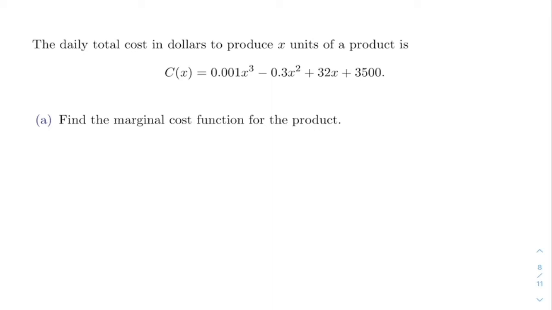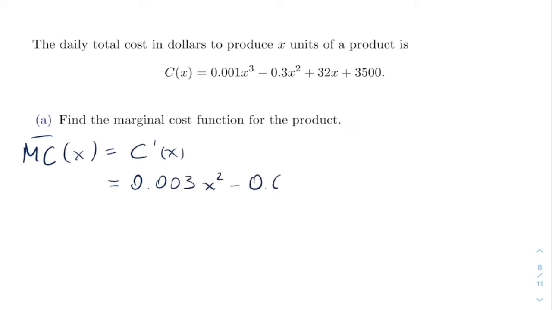So let's start computing the marginal cost function. Remember, the marginal cost will be equal to the derivative of the cost function. So in this case, this will be 0.003x squared minus 0.6x plus 32. This will be the marginal cost function.